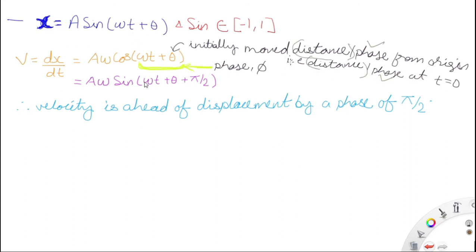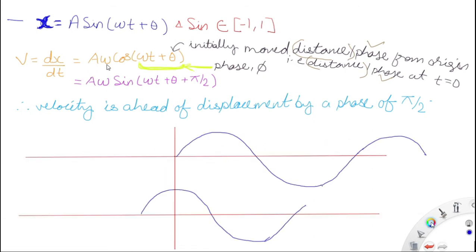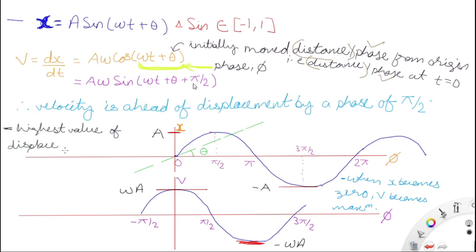Okay, now v is equal to dx by dt is equal to a into omega cos of omega t plus theta. Okay, this omega t plus theta term is known as phase. In terms of sine function, a omega into sine of omega t plus theta plus pi by 2. So pi by 2, because cos is converted into sine. So a omega into sine of omega t plus theta plus pi by 2. Okay, now this shows that velocity is ahead of displacement by a phase of pi by 2. Okay, so velocity is ahead of displacement by a phase of 90 degrees.